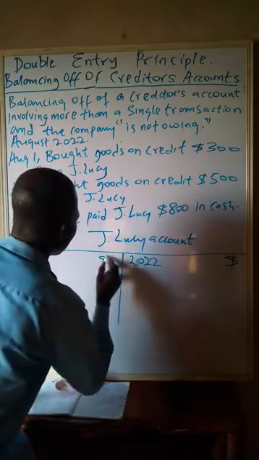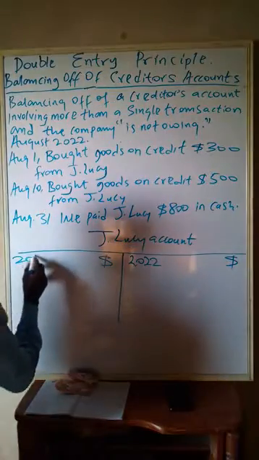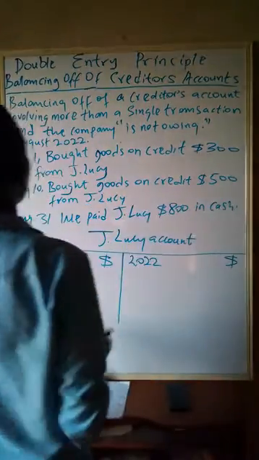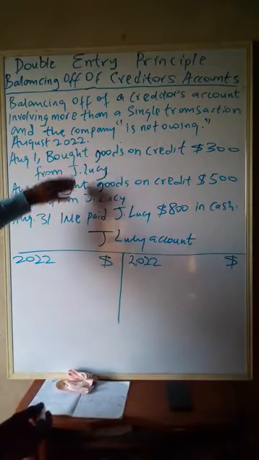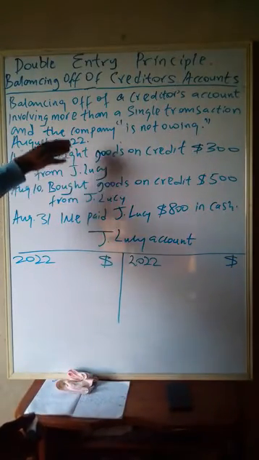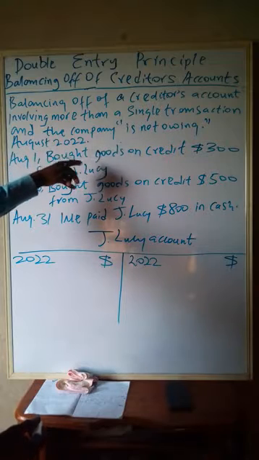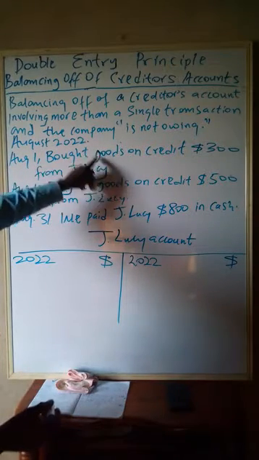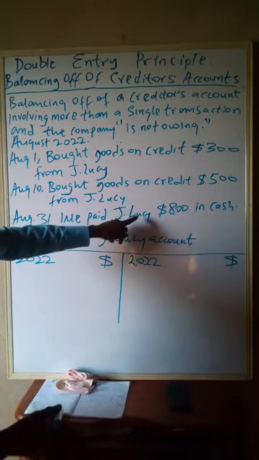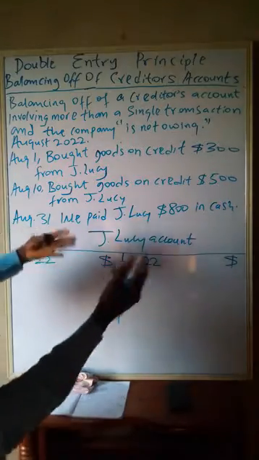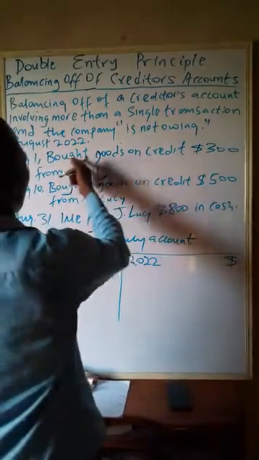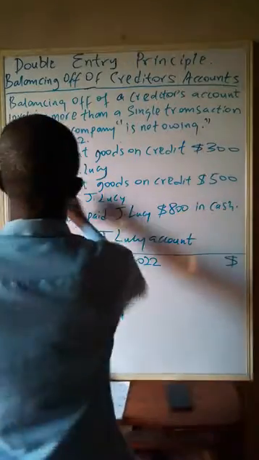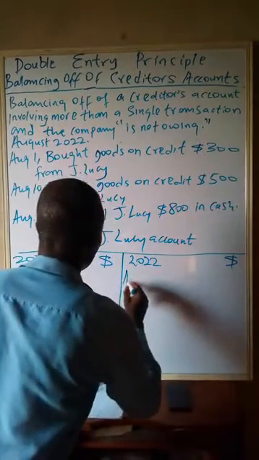The year is 2022. The transaction is more than a single transaction in this case. Unlike the ones we have done that involve only one transaction, how do you balance up the account? What do you do? On the 1st, we bought goods on credit. August 1st.